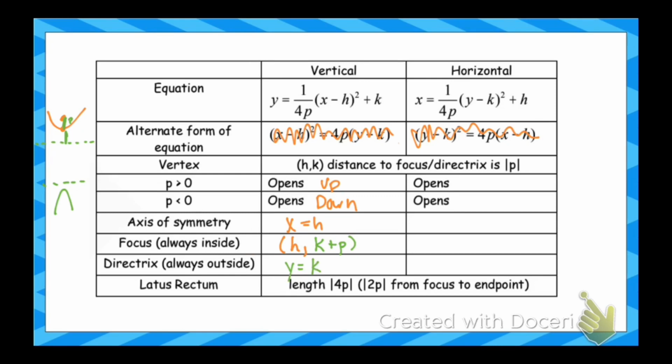And then since it's going to be outside of our parabola, we can't add p because that's where the focus is. We're going to subtract p. Okay, because remember, if p is negative, that's going to flip everything.